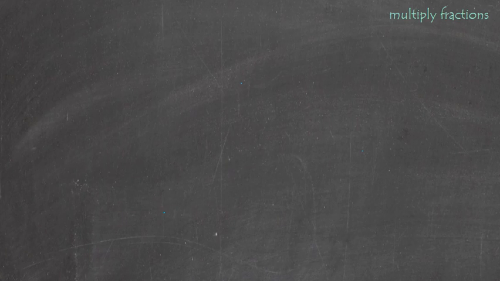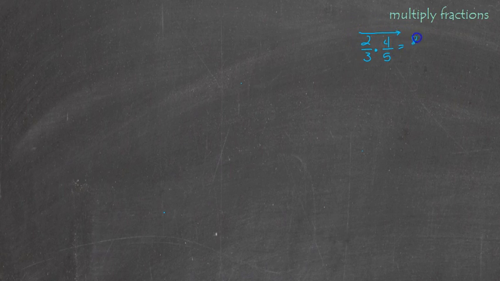Multiplying fractions may be the easiest thing we do with fractions of everything. So let's look. 2/3 times 4/5. All you do to multiply these is multiply across the numerator.